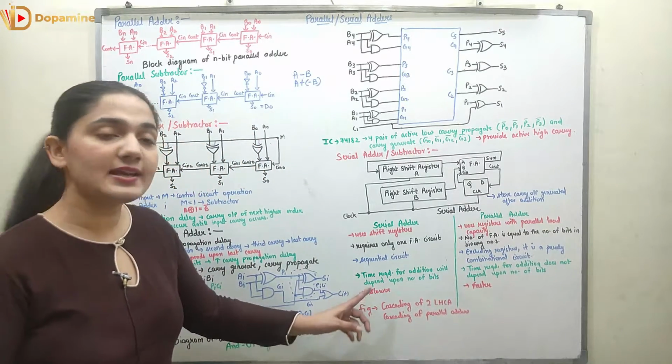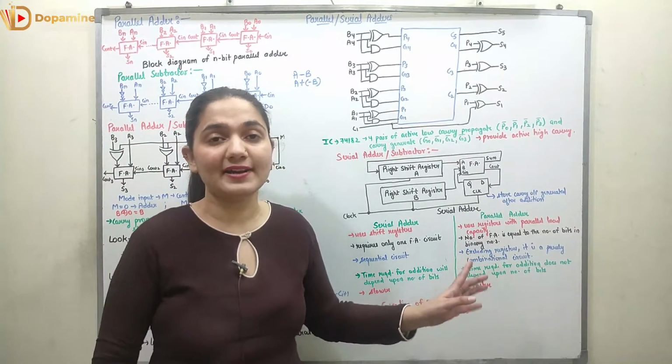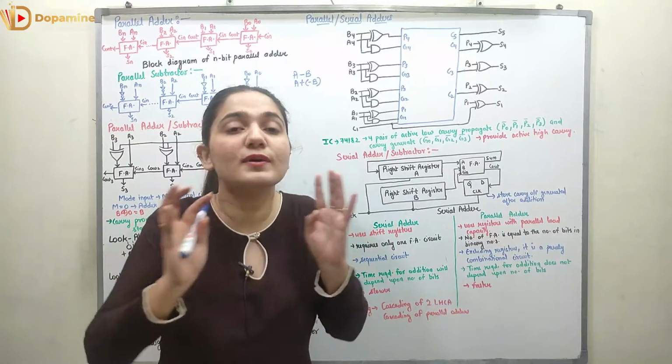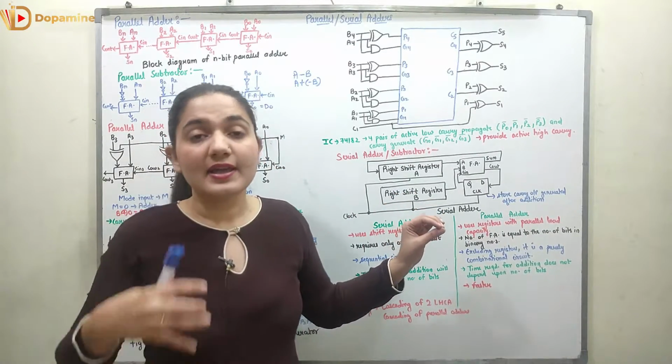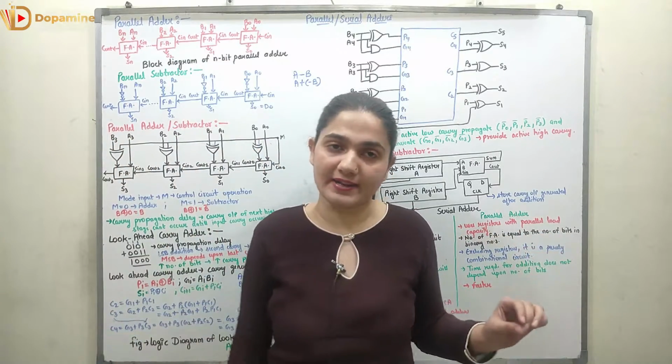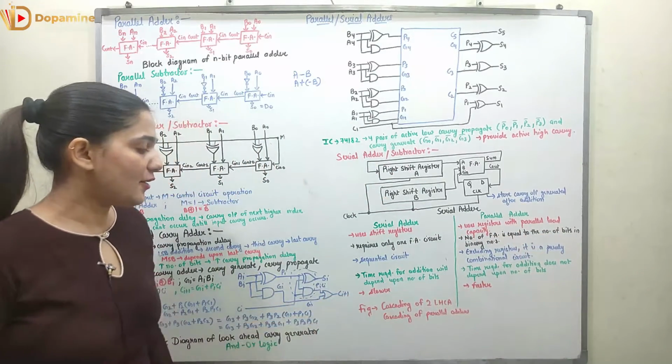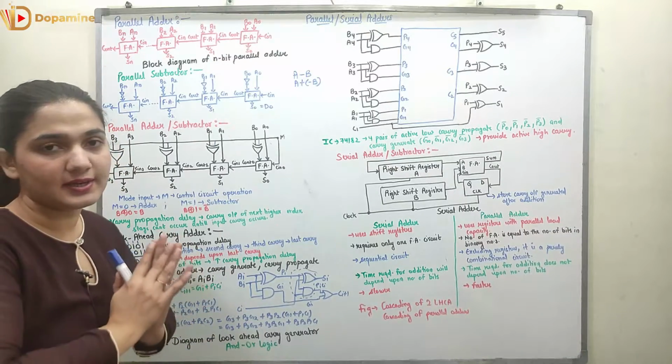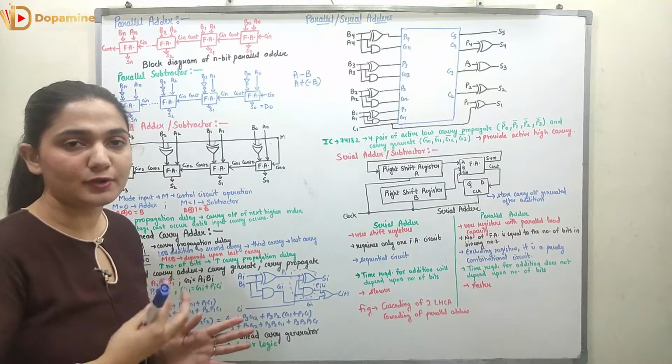So I can say the serial adder is slower and the parallel adder is faster. If you want to see which one is the slowest, serial adder. Which one is faster than that? Parallel adder. Which one is fastest? Look ahead carry adder, right? So I hope you can understand now what the serial adder and parallel adder are, and what is the difference between all of them.